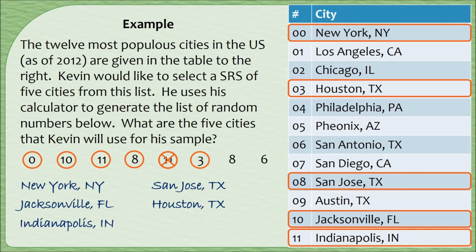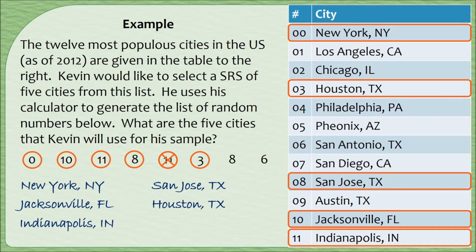Also notice that when I've listed my sample of 5 cities, I haven't listed the numbers of the cities, I listed the city names. Because when I go to use this sample for whatever I'm going to do with it, I want to know what are the cities I have to investigate. I don't really care about the numbers anymore. That was just a way for me to get a random sample.